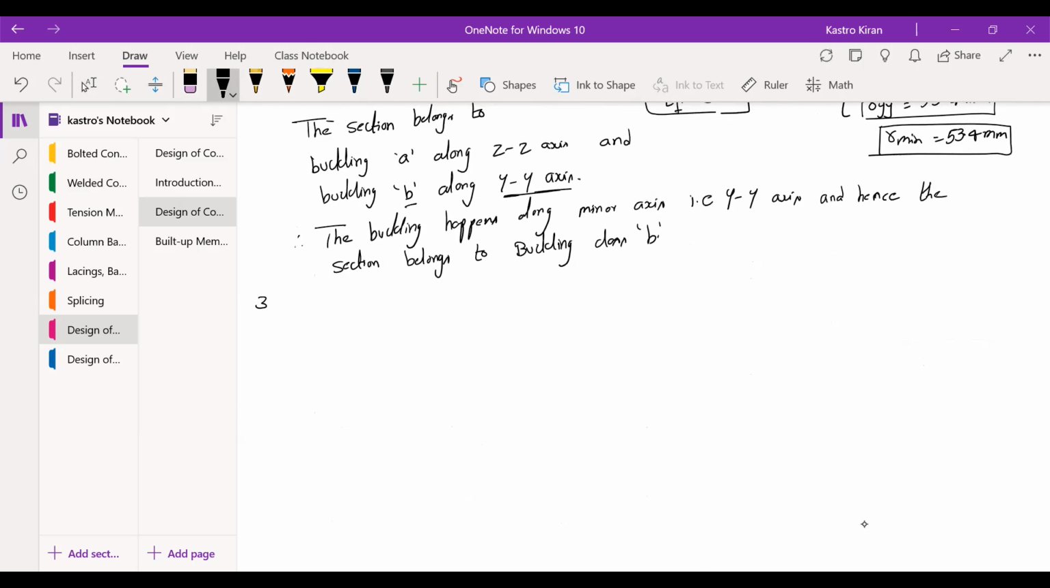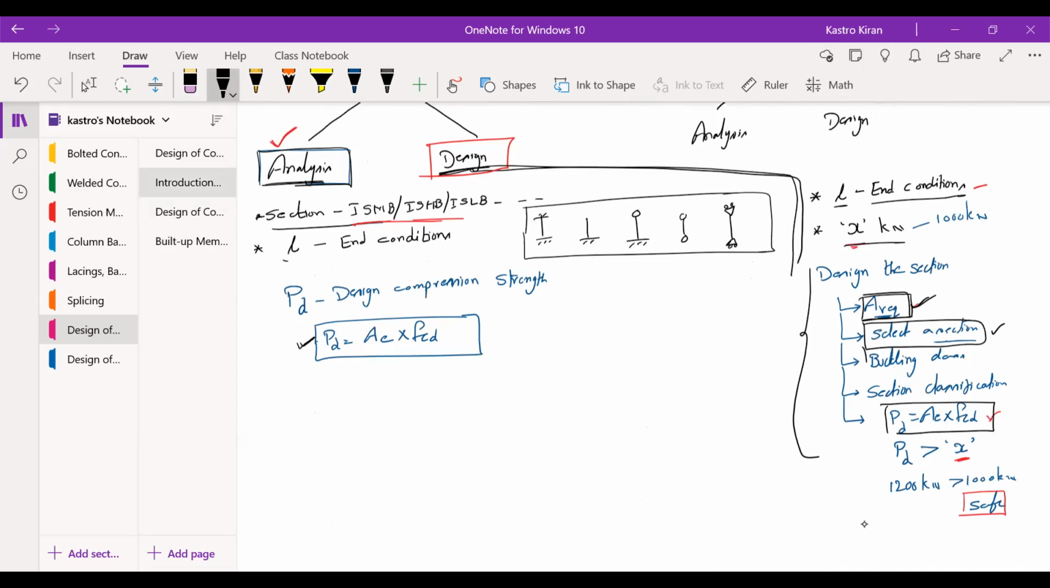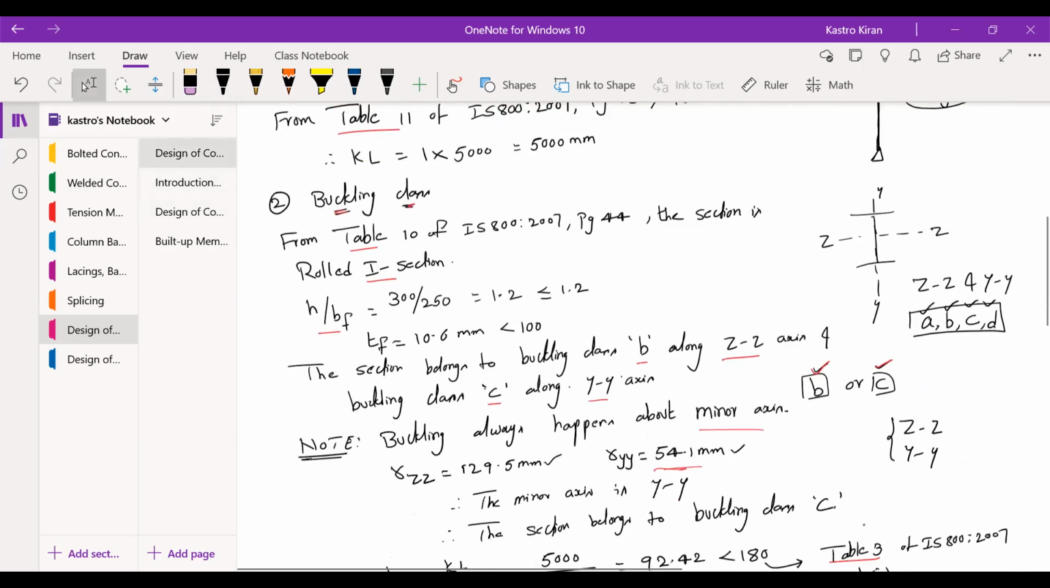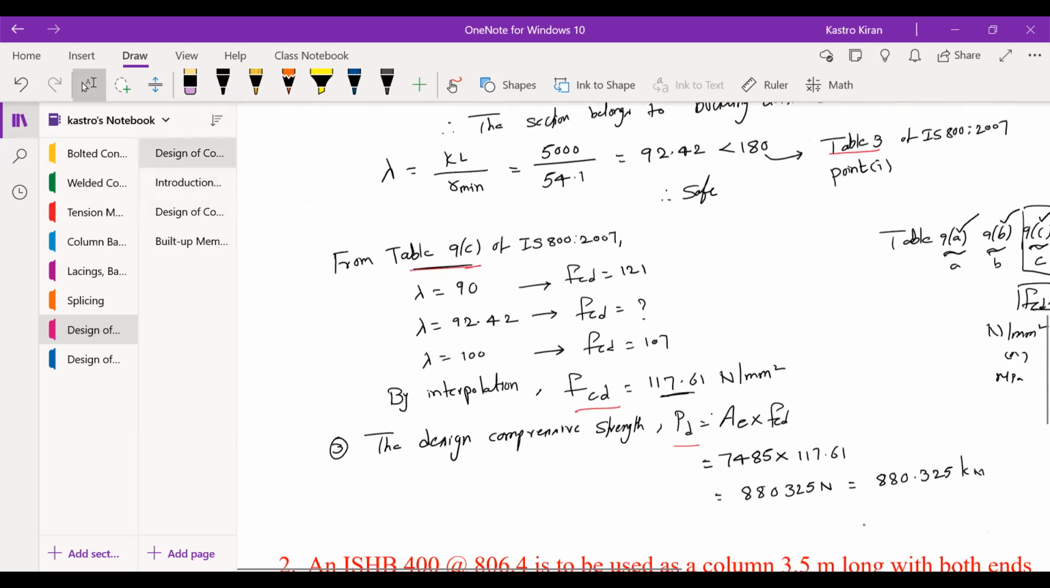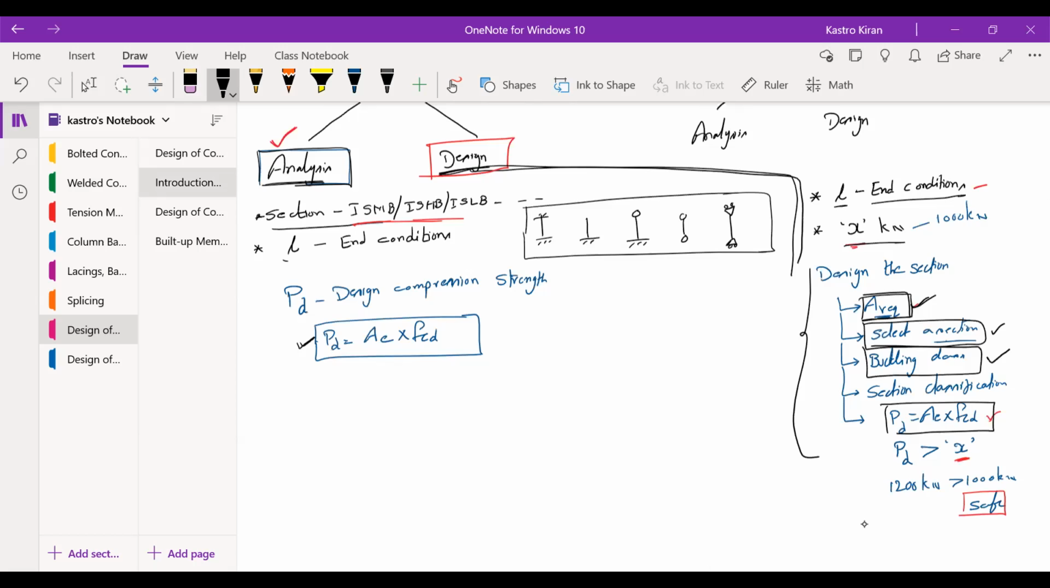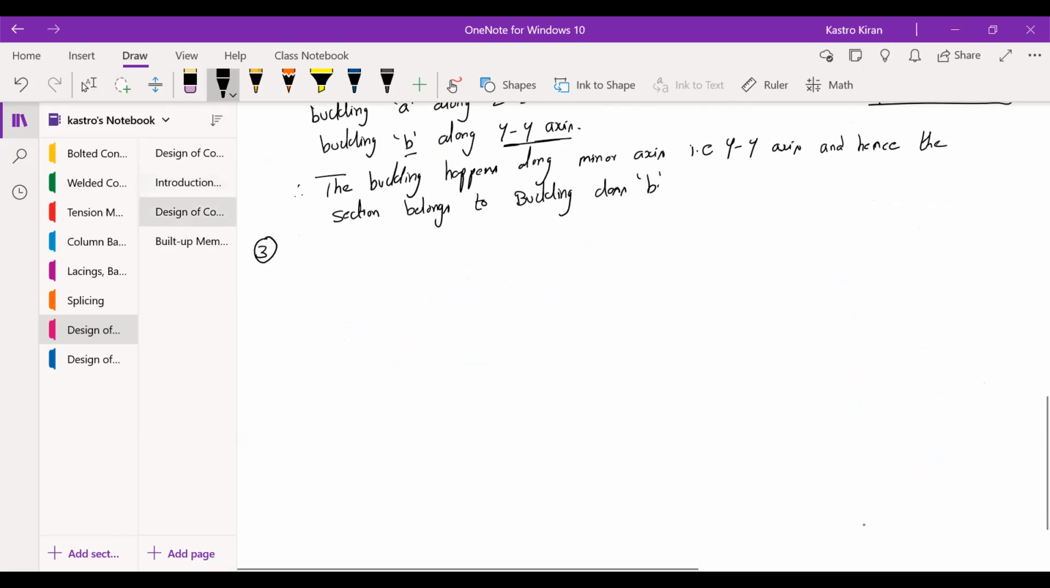Now the third step is done, and the fourth step is section classification, right? But here what you have to remember is that in analysis types of problems, after finding out the buckling class, we directly found out the lambda value and then fcd. We didn't do the section classification. But in design problems, it is mandatory to do the section classification. So let's check that one.